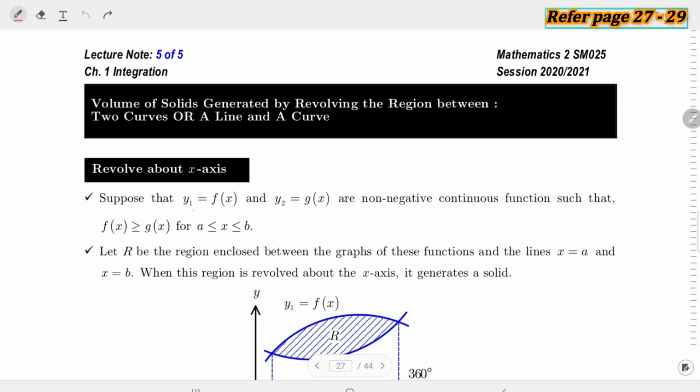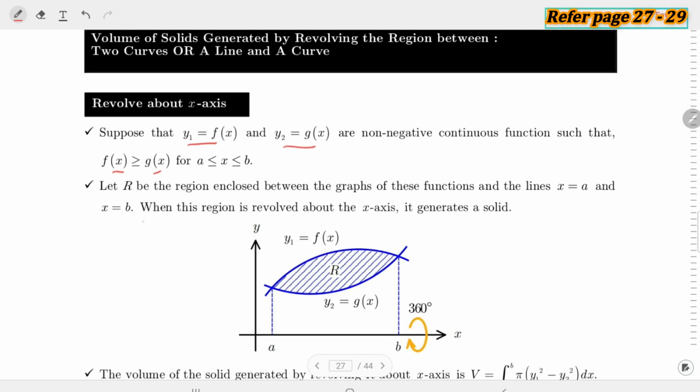Suppose that y1 equals f(x), and the other function, y2 equals g(x), are non-negative continuous functions, such that f(x) must be greater than g(x) for the limits from a to b. So what do we do? Let R be the region enclosed between these two functions, f(x) and g(x), and the lines x equals a and x equals b. When this region is revolved about the x-axis, it generates a solid.